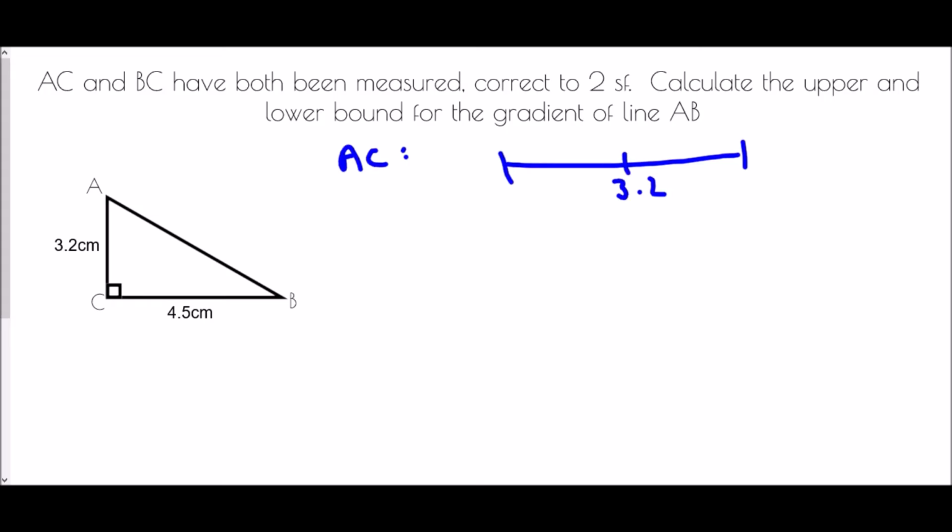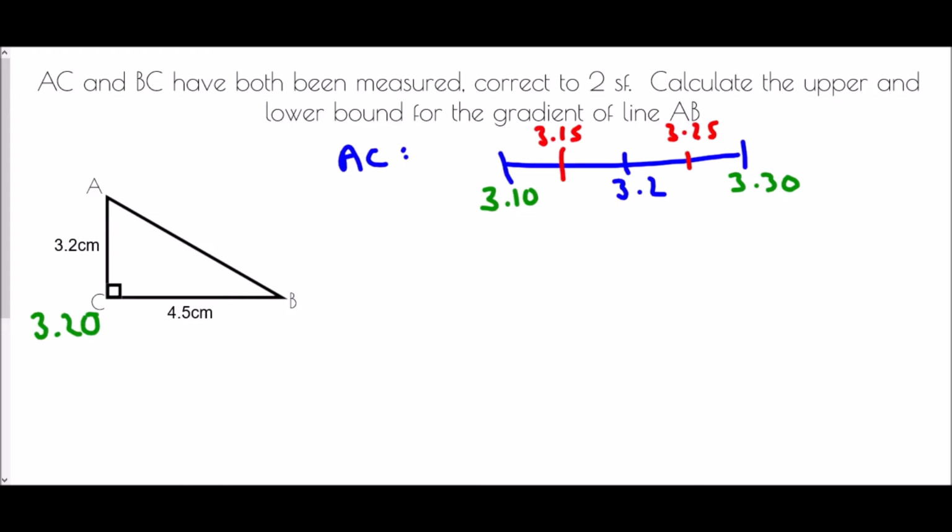3.2. But that had been rounded to 2 significant figures. Now, what that actually means is it's actually been rounded to 3.20. So if we're thinking about the 2 extreme values, it'll be 3.10 and 3.30. And so the lowest possible value here will be 3.15 and the largest possible 3.25.